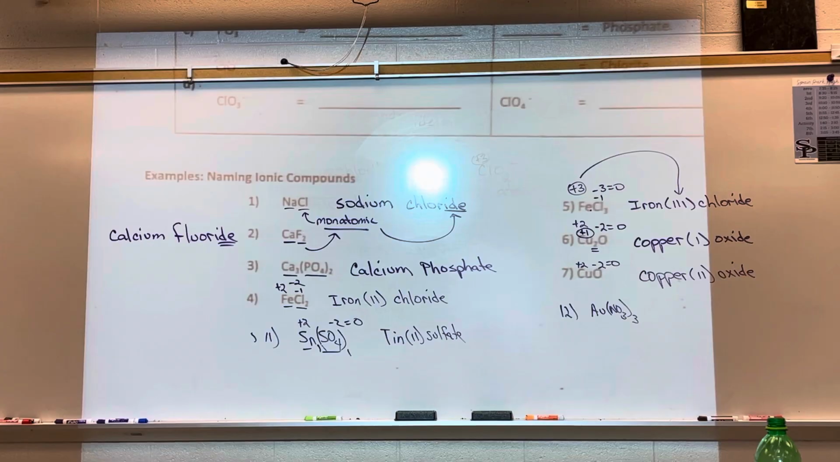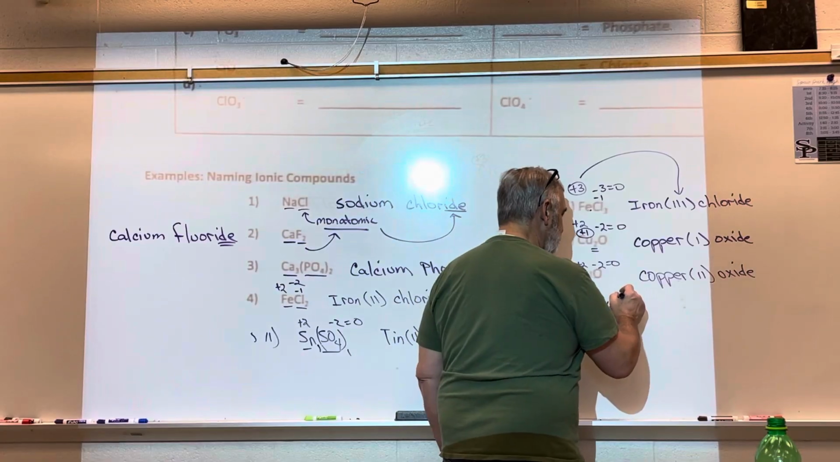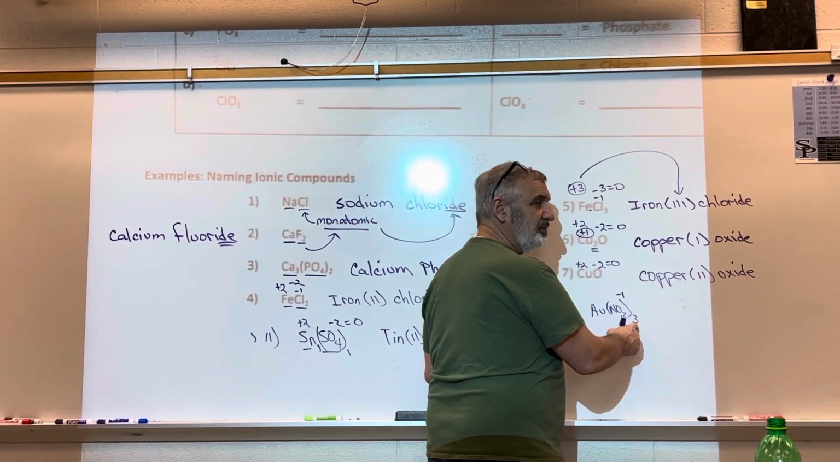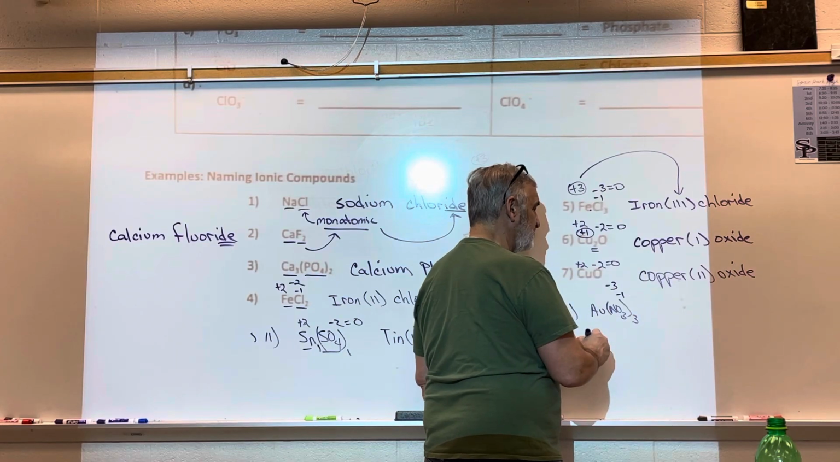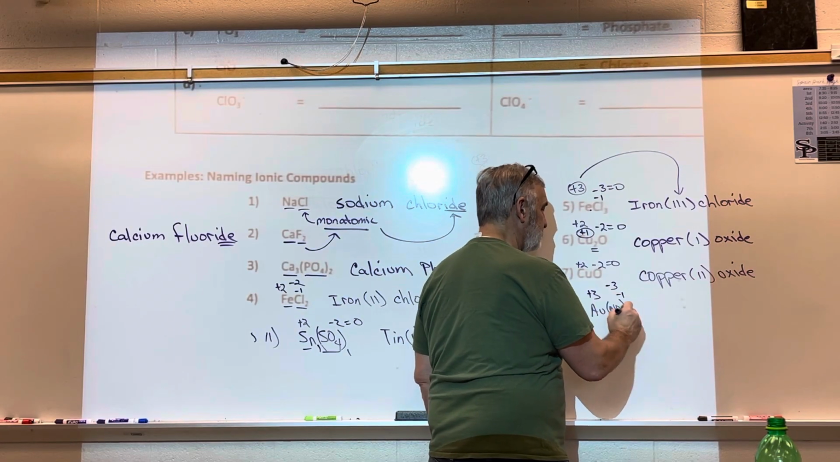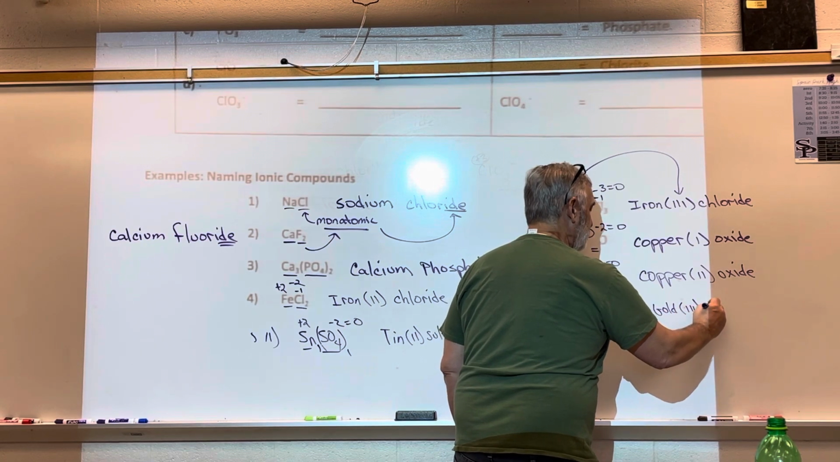So does gold have more than one oxidation state? Yes. What are the two possibilities? +1 and +3. Okay? What's the charge on nitrate? -1. So treat the polyatomic ion as a single unit. It's -1. Since I have 3 of them, what's the total negative charge? -3. So gold must be +3. So we're going to say gold 3 nitrate.